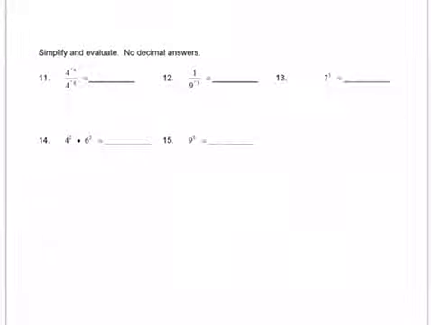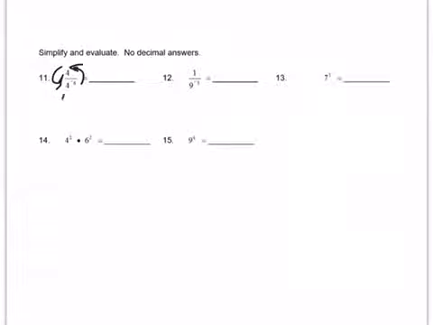The next section says to evaluate, and it says don't give me any decimal answers. So this is that section that if you actually type it in and you get a regular number, you just write it down. If you type it in and you get a decimal answer, then you're going to have to do something to it. So on number 11 here, this 4 to the negative 4 is actually going to go to the bottom because of the negative, and the 4 to the negative 6 is going to go to the top.